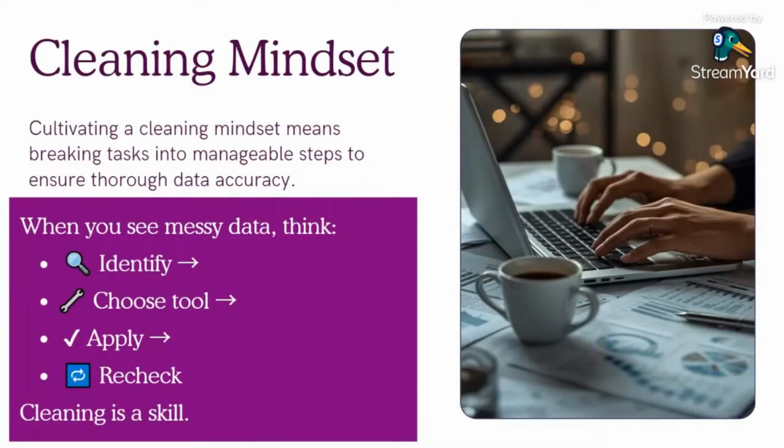Now, for this cleaning mindset, I want you to have it as a step-by-step plan, so that when you see a messy data set, you immediately know how to move. You need to think about it. First, identify: you look at the data set. What are the necessary things I'm supposed to do here? The tools will then determine how you do those things. You look for the specific tool that can help you achieve and resolve what you identified, and then you apply it. And after applying, you also recheck.